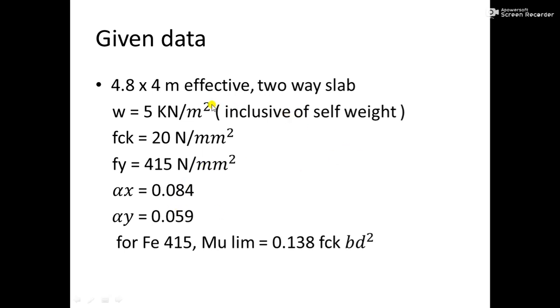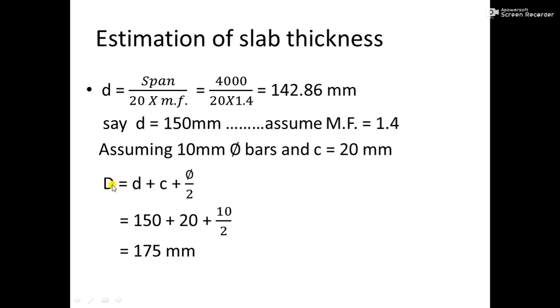W is equal to 5 kilonewton per meter square inclusive of self weight. fck 20 Newton per mm square. fy 415 Newton per mm square. Alpha x 0.084, alpha y 0.059, and for Fe415 the limiting moment is 0.138 fck. This is the UDL of 5 kilonewton per meter. This is the UDL load we have been given in the problem.